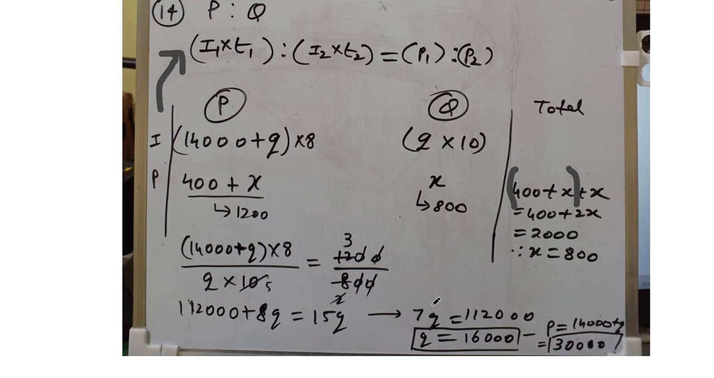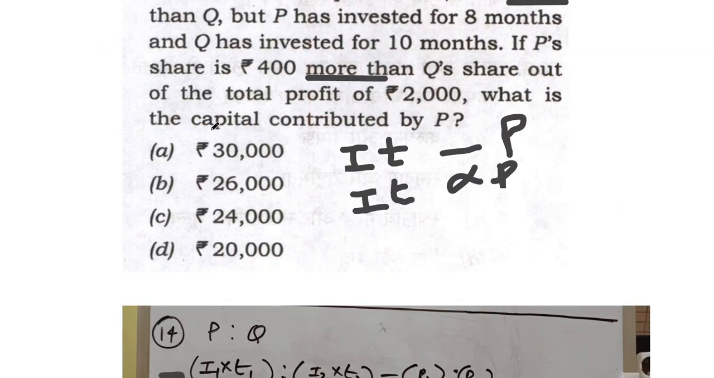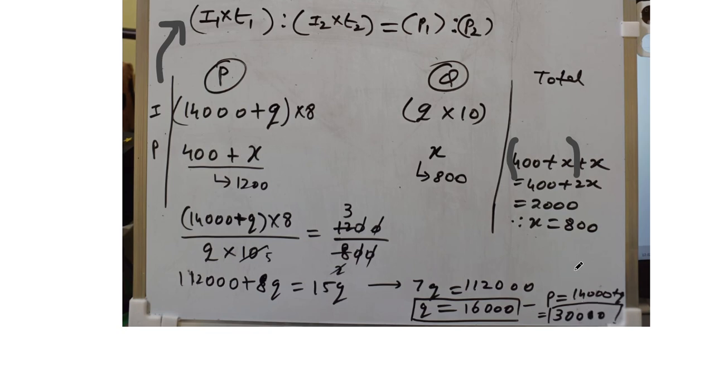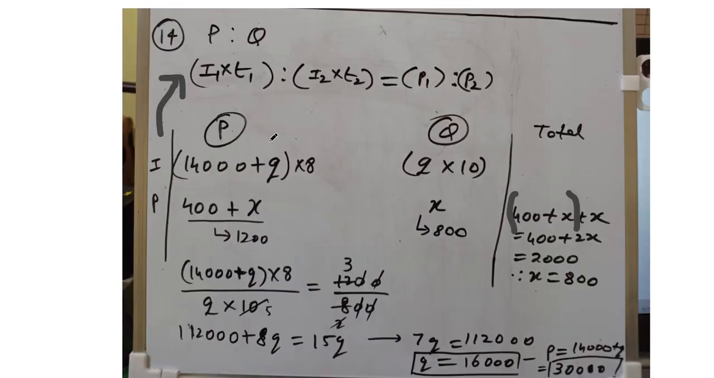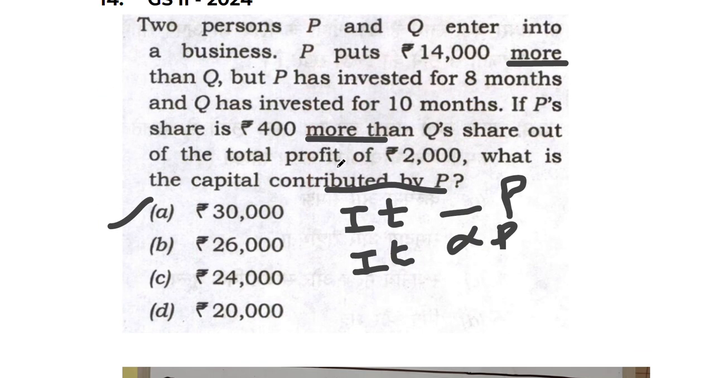And when we divide 1,12,000 by 7, we will get Q is equal to 16,000 rupees. Now we know the investment of Q, 16,000. But in the question, what are they asking? They are asking the contribution of P, not Q. So what we can write, contribution of P can be calculated by 14,000 plus Q, that is 16,000, which is equal to 30,000. So 30,000, option A is the right answer.